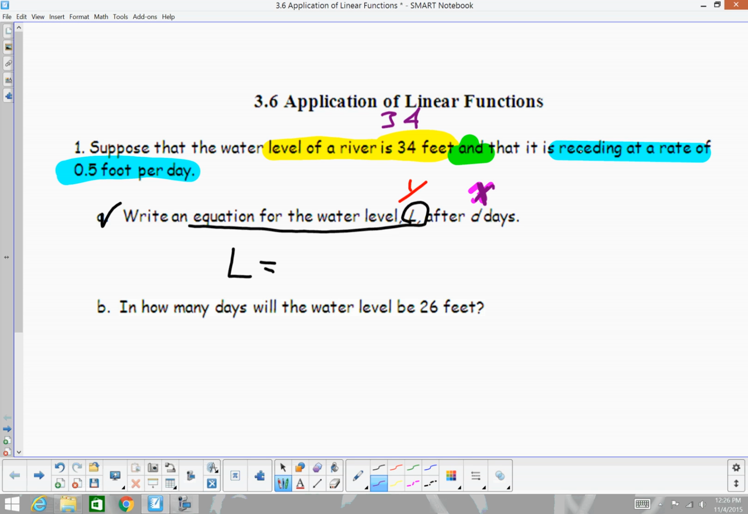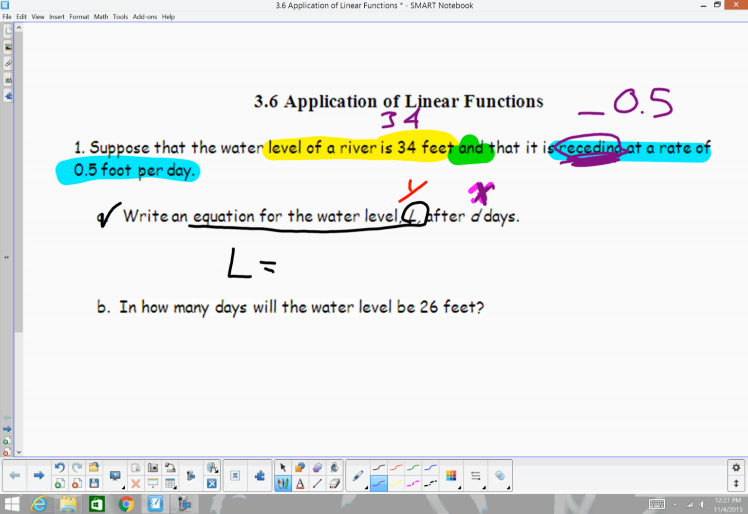Okay? Now, it is receding. Okay, receding is important. Receding at a rate of 0.5 feet or foot per day. Okay, receding. Receding means to lose. So you're usually going to get an important word in a linear application problem, something that means to either gain or lose. So you could see growth, you could see lose, you could see increase, you could see decrease. Those types of words mean to gain or lose or add or subtract. So receding means to take away or lose. So I'm going to take away how many feet per day?